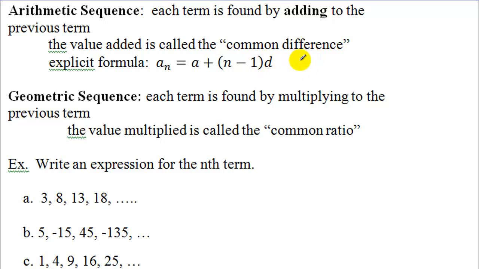Well, let's look at a simple one. How about we start out with 3 and keep adding 5, so we have 8, 13, 18, and so on. This is actually an arithmetic sequence. So we're adding 5. That's the common difference. So d ends up being 5.